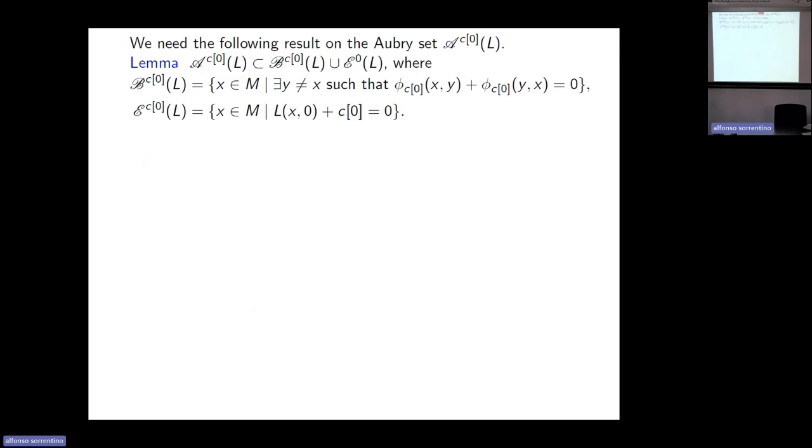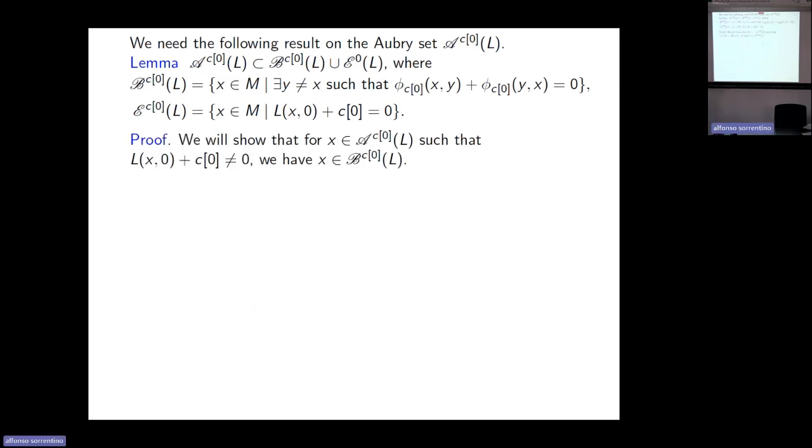In fact, this represents the stationary point of the Lagrangian flow or the Hamiltonian flow, which are in the Aubry set. You can understand that this is not exactly the same thing. The situation from the dynamical point of view is not exactly the same if you have a fixed point or a point which is not fixed. So we will show that for x in the Aubry set, if L(x, 0) + c0 is not equal to 0, then x is in the other set. That's what we need to do.